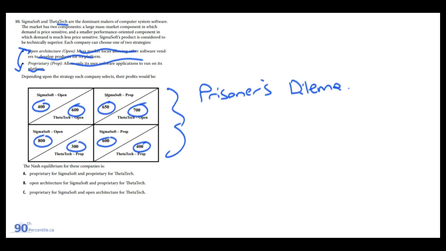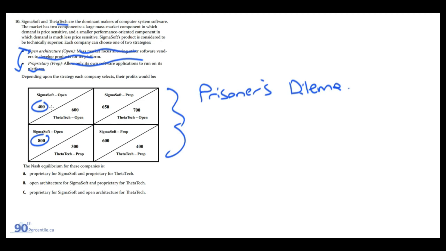strategy they choose. So the whole idea around Nash equilibrium is that in equilibrium, neither firm is better off by changing their decision. In order to figure out where the equilibrium is here, the trick is to first find a company that is better off no matter what the other company does. If we look at this matrix here, we can start with Sigmasoft choosing open. So we have 400 in this case, or 800 in this case.